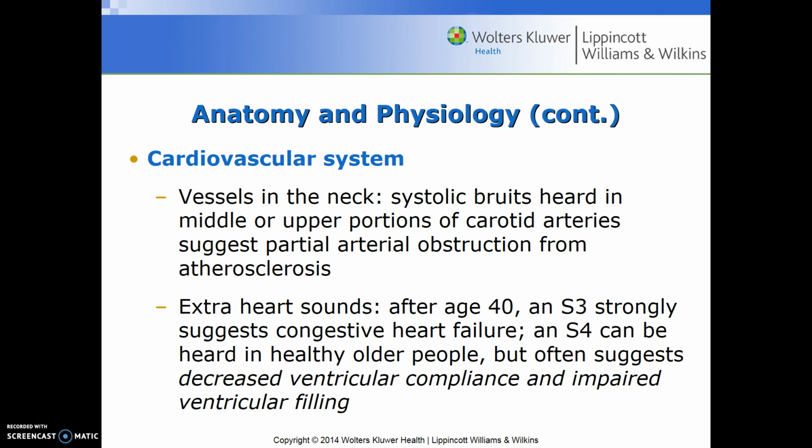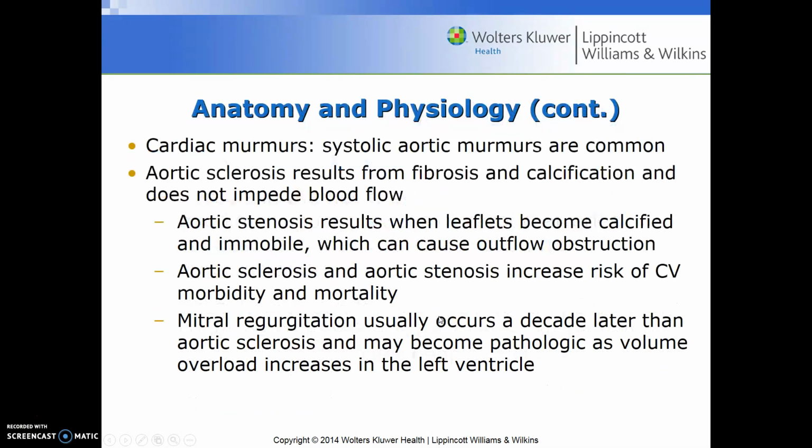Extra heart sounds after age 40. S3 strongly suggests congestive heart failure. S4 can be considered healthy in older adults, but it does suggest decreased ventricular compliance and impaired ventricular filling. Cardiac murmurs. Systolic aortic murmurs are common. They are detected in about a third of people by age 60 and half of those over 85.